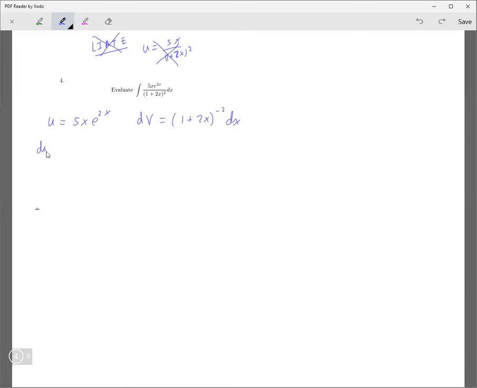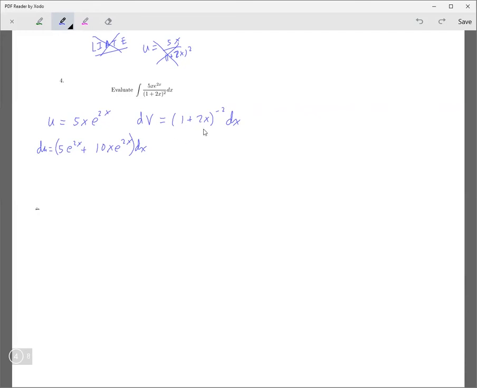Okay, so du, we need to use the product rule here. So that's 5 e to the 2x plus, that's the derivative of x, which is 1 times this part, plus this part, the 5x, times the derivative of this, which is 2 e to the 2x. So that's going to be 10 x e to the 2x. And that's all multiplied by dx.